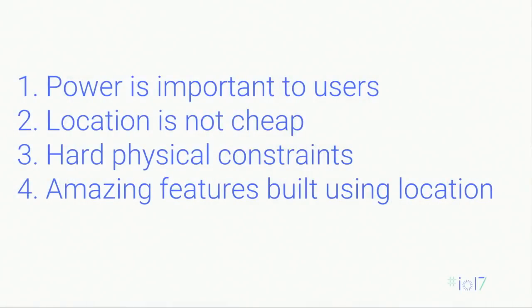So in summary, we see that power is extremely important to users. Unfortunately, location is not cheap, and we're coming up to some pretty hard physical constraints as to where we can optimize. And as well, there are some amazing features being built using location. So with all of this in mind, we're introducing a significant change to how location works in the Android O release called background location limits.